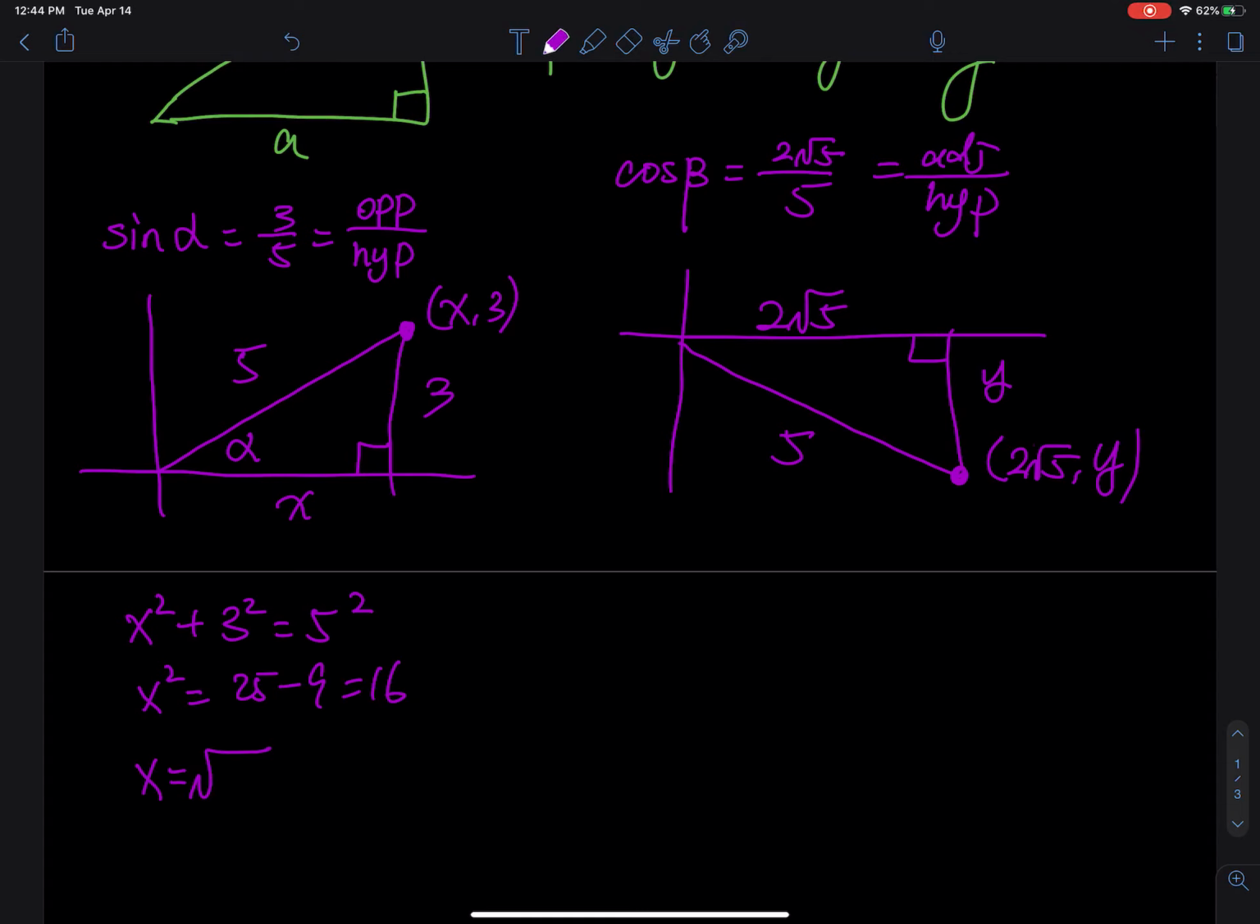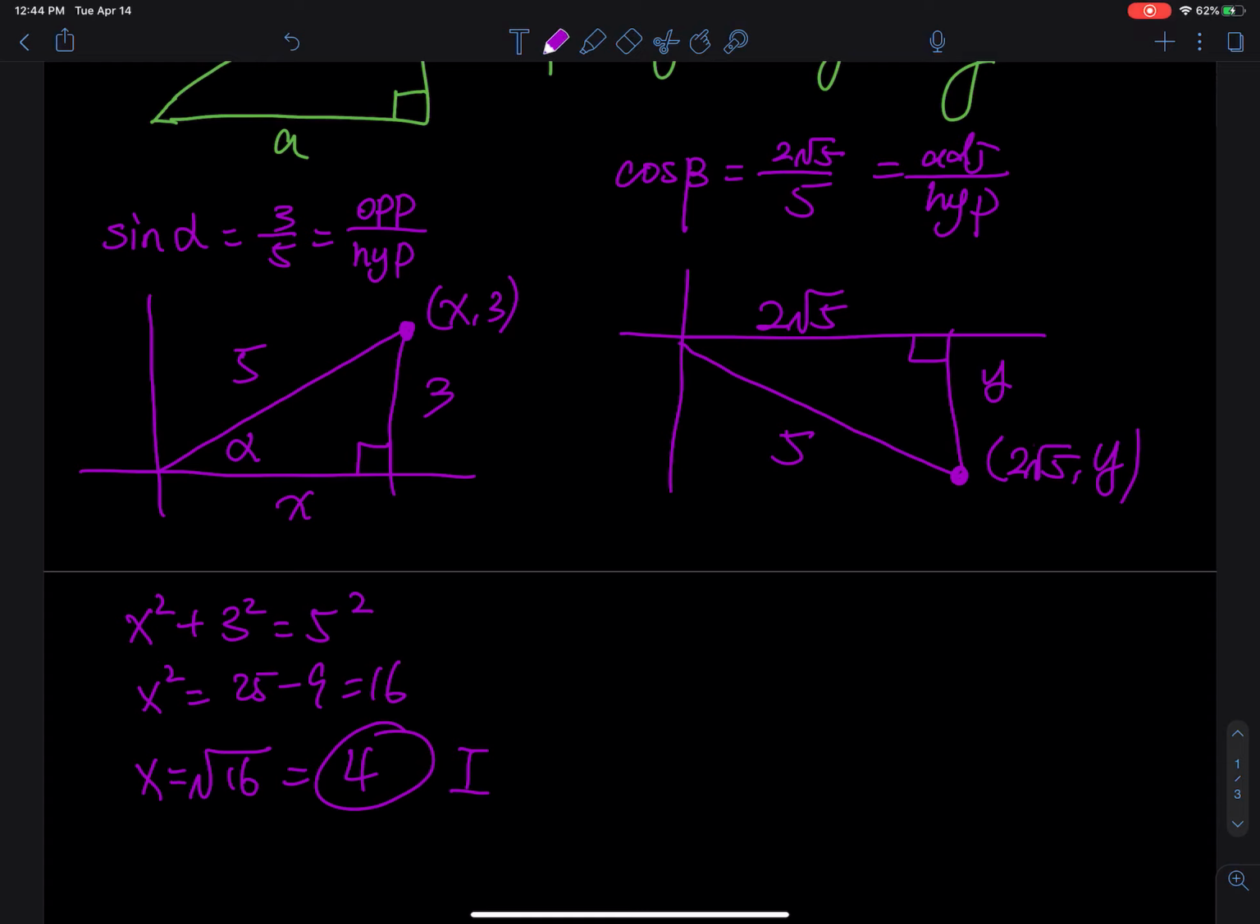x is equal to the square root of 16. That is equal to 4. This is a positive 4. We don't take care of the plus or minus because in quadrant 1, x is positive. That's why the quadrant is so important. If the first triangle is in quadrant 2 or quadrant 3, then x will be negative. Then we do not keep the positive.